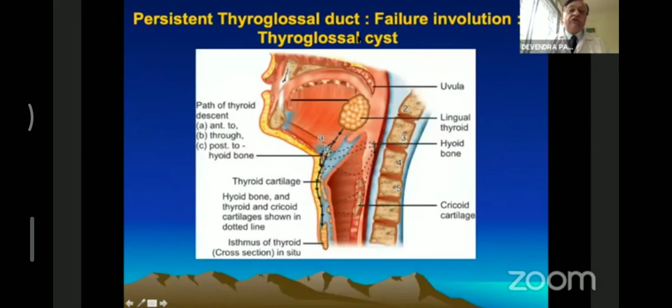This is where the thyroglossal cyst may develop, where the thyroglossal duct may persist. The thyroid develops sublingually, then descends down, and the path through which it descends down is the thyroglossal duct. This duct has got to involute, it has got to disappear. That is by apoptosis. If it does not disappear, then a thyroglossal cyst is going to develop.